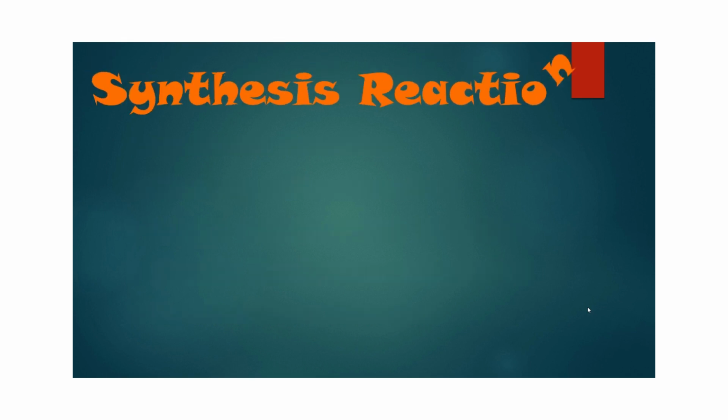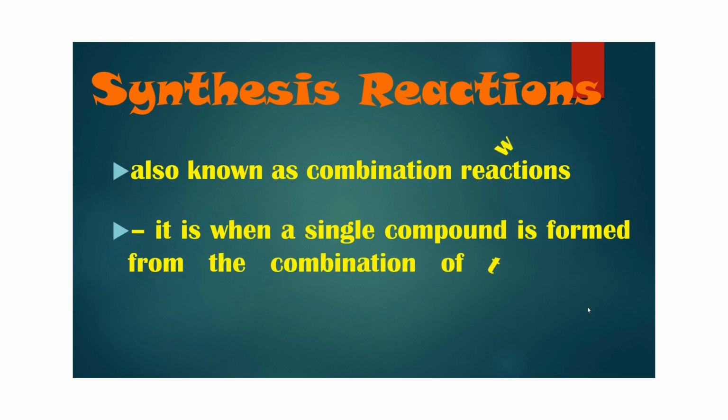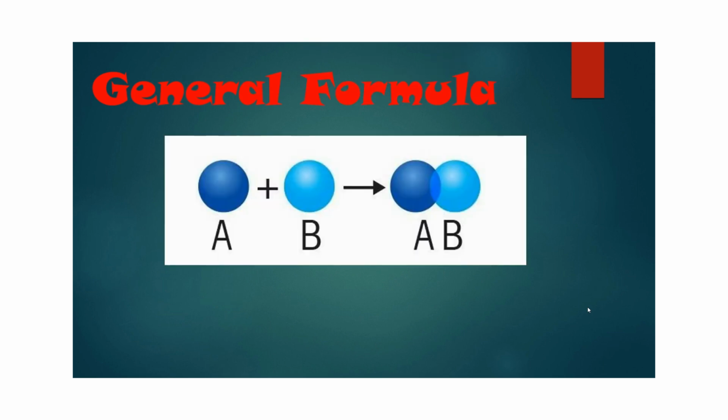Let us start with the synthesis reaction, which is also known as combination reaction. It is when a single compound is formed from the combination of two simple substances, mostly elements. The general formula for the synthesis reaction is: element A reacts with element B, which are your reactants, to yield your product AB, which is a compound.